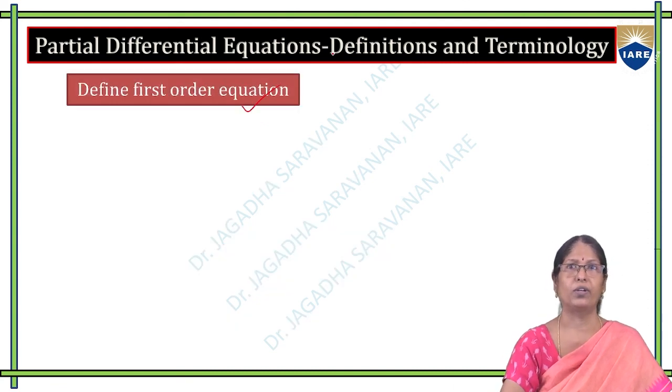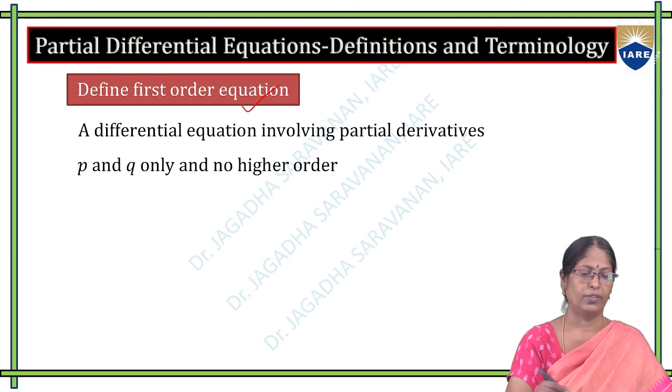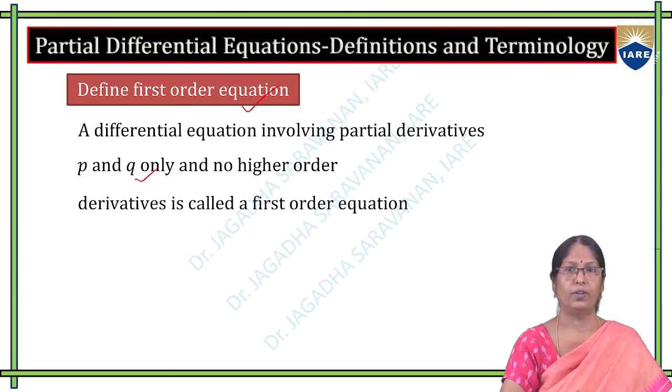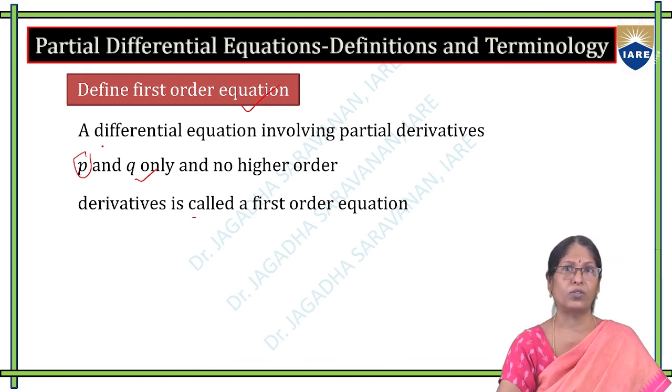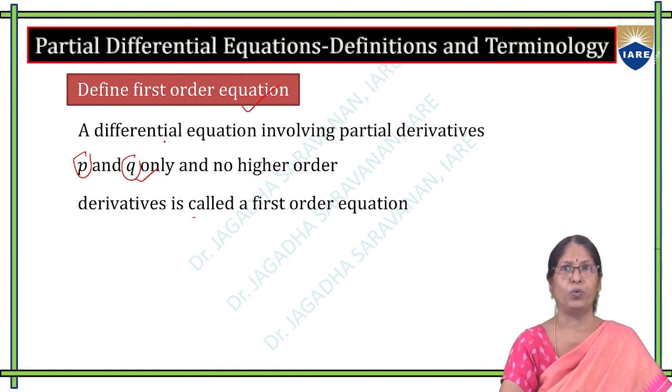Define first order equation. A differential equation involving partial derivatives, that is p and q only and no higher order. If they don't have higher orders, it is called a first order equation, because we know p is a notation for dou z by dou x. q, the notation is dou z by dou y.